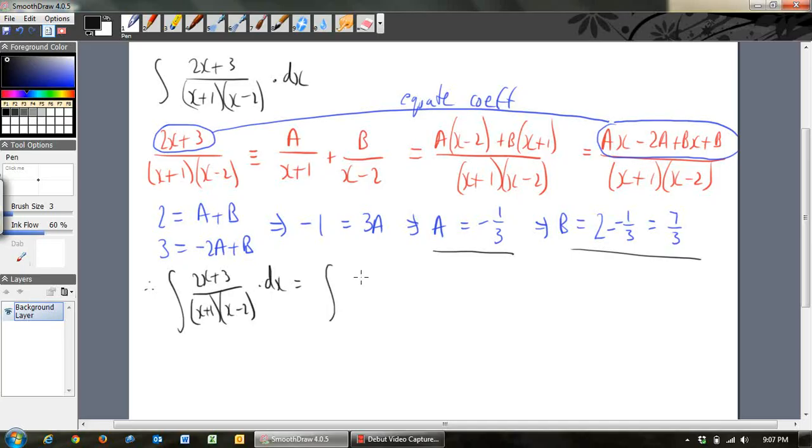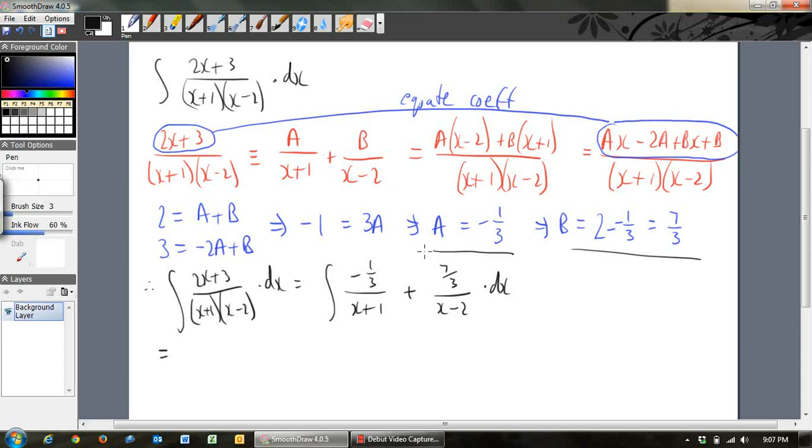Is equal to, let's split this up now, okay? So it's equal to a over x plus 1. So a is negative 1/3, so negative 1/3 over x plus 1 plus b, 7/3 over x minus 2 dx. Okay, and we can anti-differentiate. I could write this as negative 1 over 3 on the bottom line, but there's actually no need to do that in this case, and you'll see why.